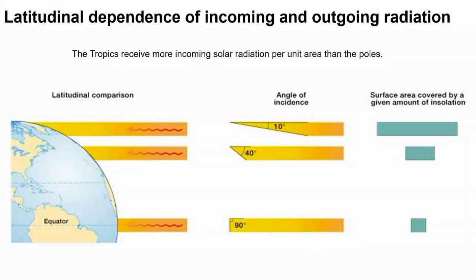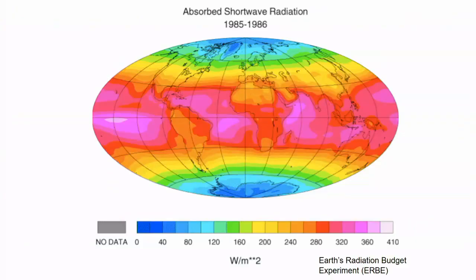341 watts per meter squared, that's an average over the whole planet. It's higher in the tropics, it's lower over the poles. So this leads to this temperature gradient. This is the amount of solar radiation that gets to the Earth's surface, and you can see that it is higher in the tropics and lower at the poles.